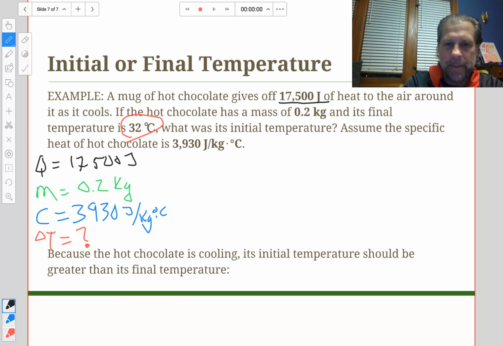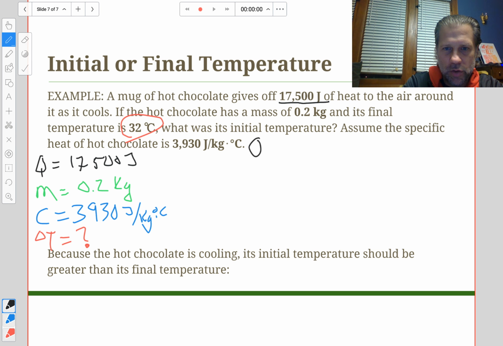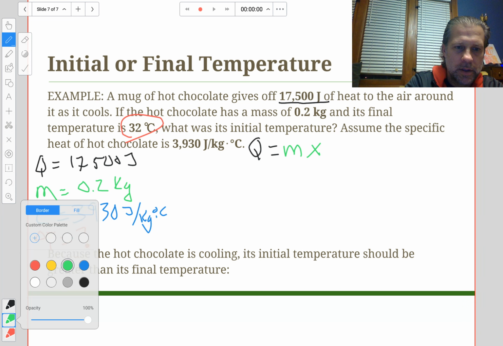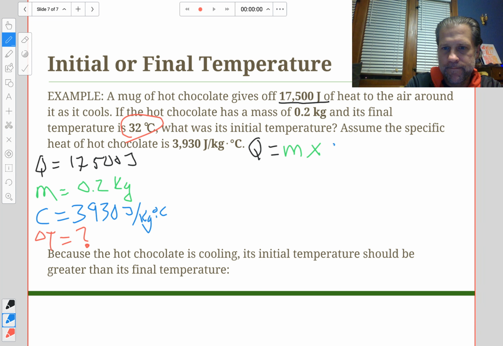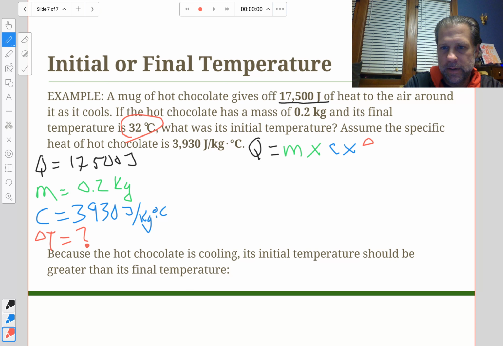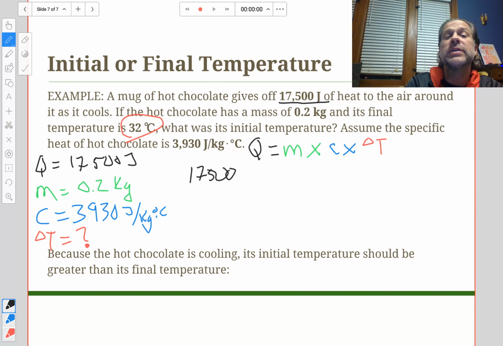All right, so let's set our formula up. So we have Q equals M times C times delta T. Okay, now, so I'm going to plug in what I know. So I know that Q is equal to 17,500 joules.